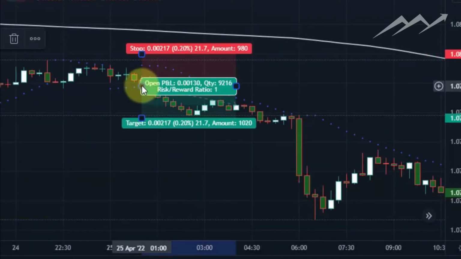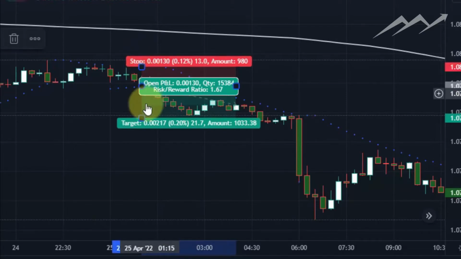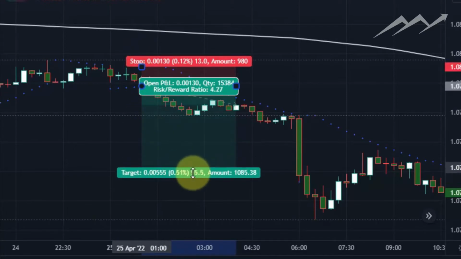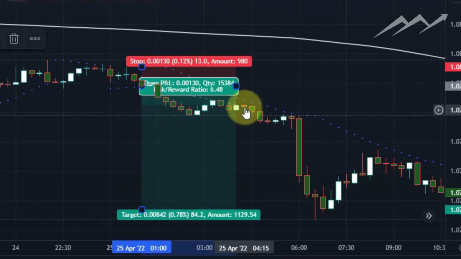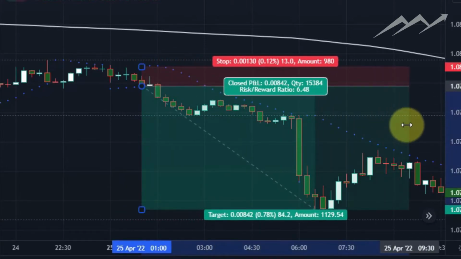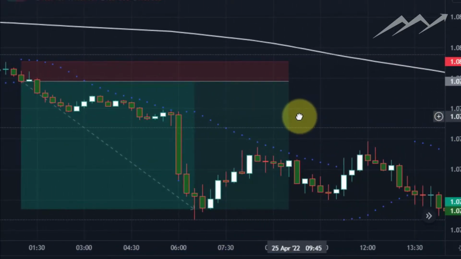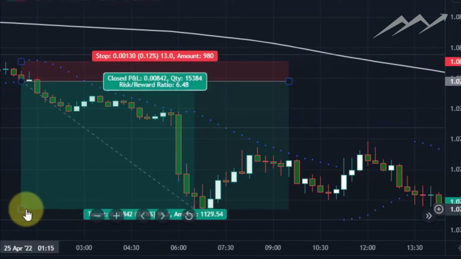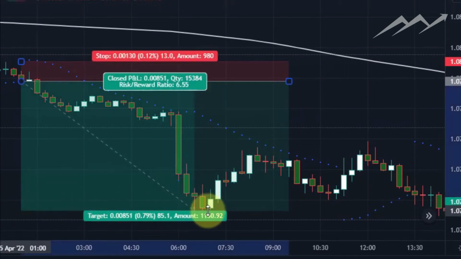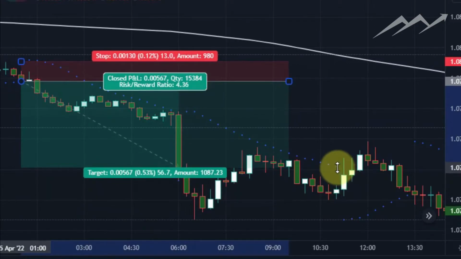Here's a short example. The price is below the 200-period moving average, so we are only looking to sell. The dots flipped above the candle. We could have entered a short position when the dot appeared above the candle for the first time, and our stop loss would have been just above the dot. If you don't like setting stop loss with the Parabolic SAR, you can use other indicators.